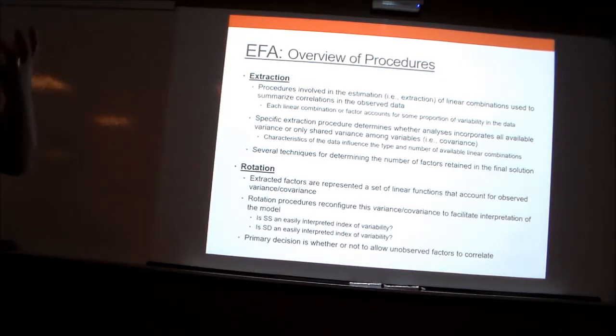So extraction is determining how many factors we're going to pull out, what these data will support in terms of reasonable, unique factors. Rotation: once we've gone through and extracted those factors, what we then need to do is say, can we mathematically reconfigure this variance or covariance to make our linear combinations more interpretable, okay?